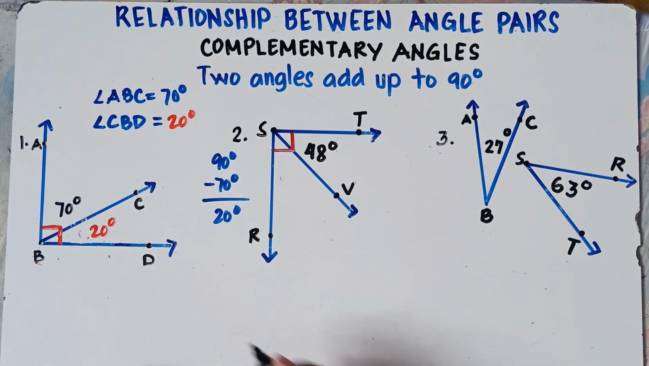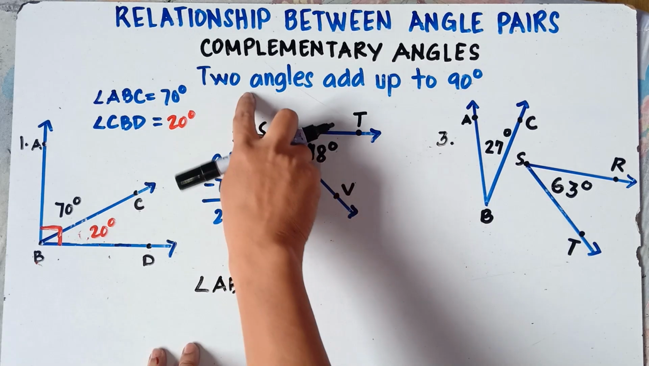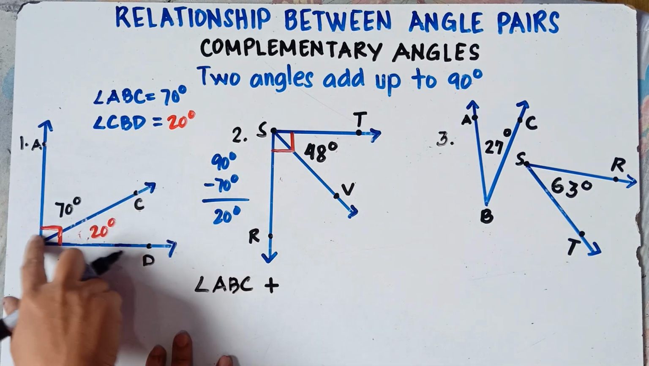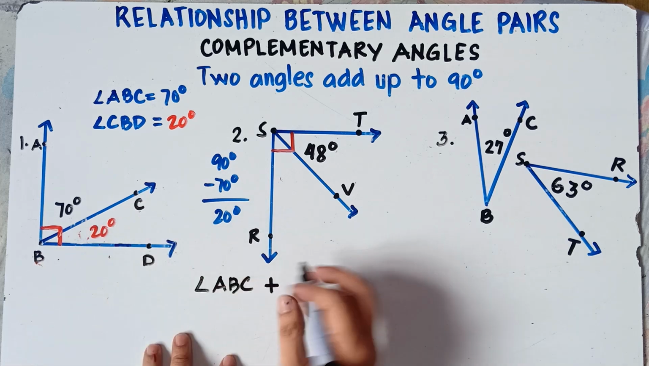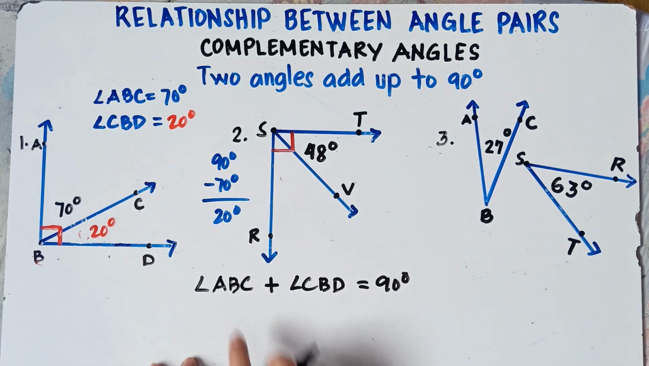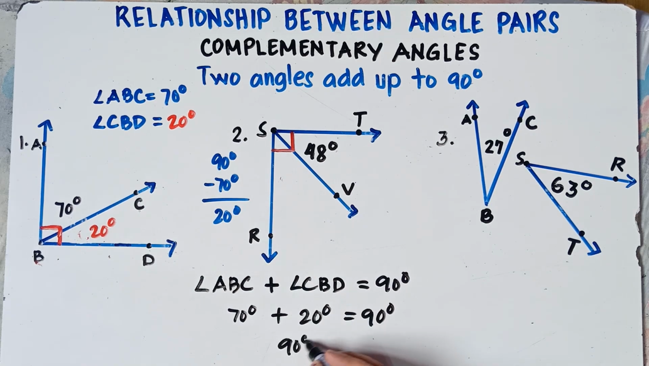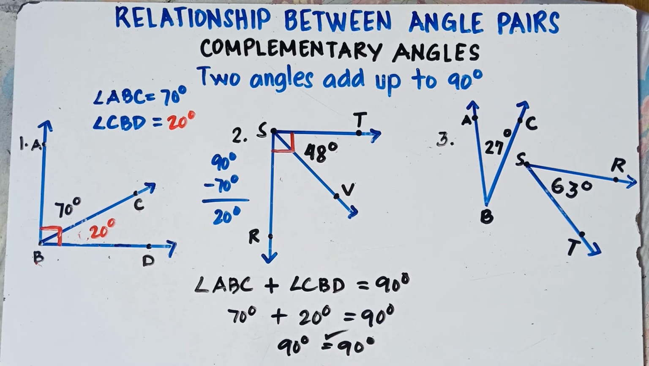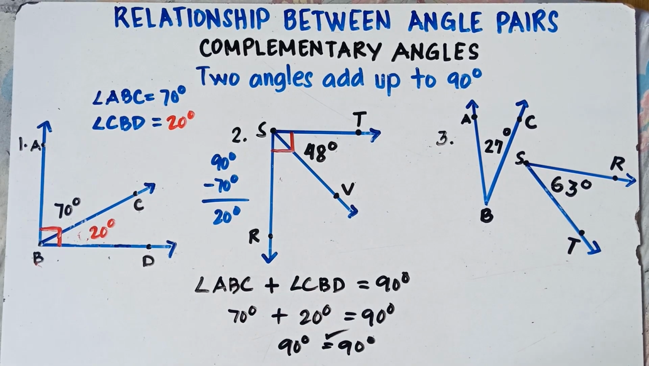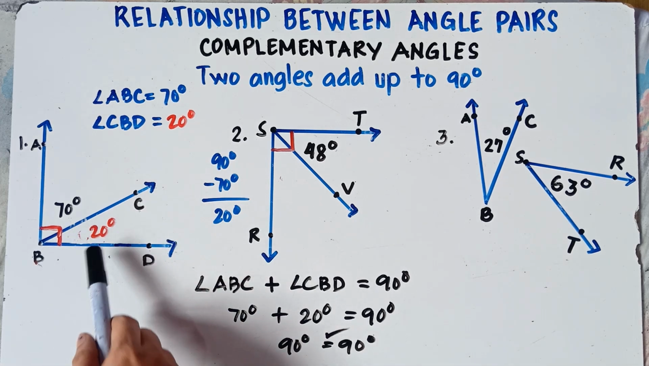So we can write the equation. We can say that angle ABC plus, once again, two angles add up to 90 degrees, angle ABC plus angle CBD is equal to 90 degrees. So ABC, that's 70 degrees, plus CBD, that's 20 degrees, is equal to 90 degrees. So 70 plus 20 is 90 degrees, equals 90 degrees. Alright, so therefore our answer is correct, the two angles are complementary because if we add the two angles, we get a 90 degrees angle. So that's the answer for number 1, class. Angle CBD is 20 degrees.